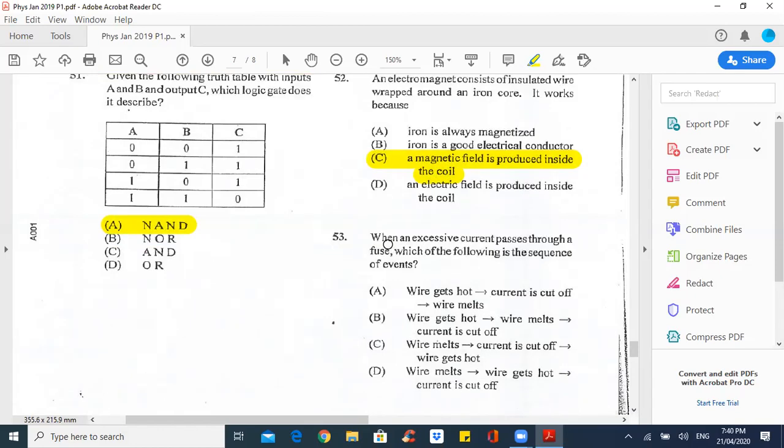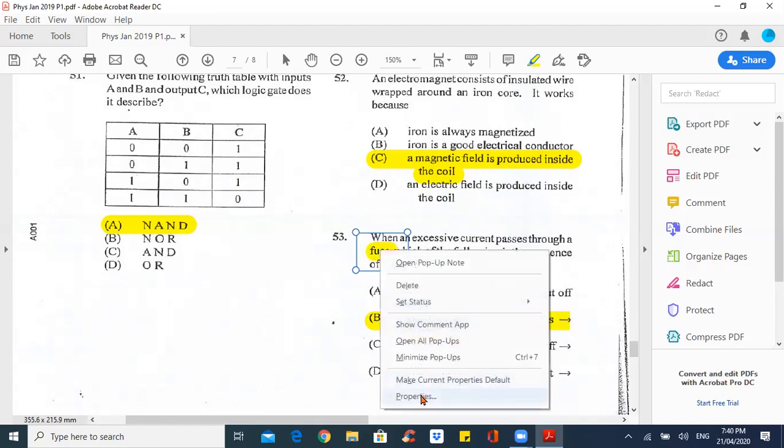Number 53. When an excessive current passes through a fuse, which of the following is the sequence of events? First thing, the wire gets hot, then the wire melts and the current cuts off. That's our fuse. So the answer is B for that. Good. Now we're talking about a fuse here. Keyword: fuse.